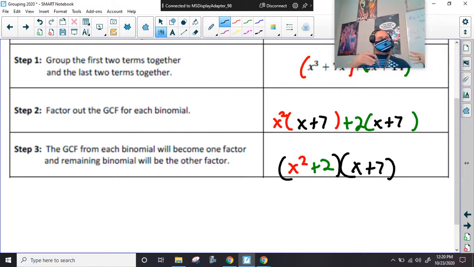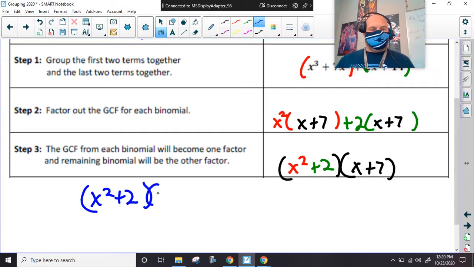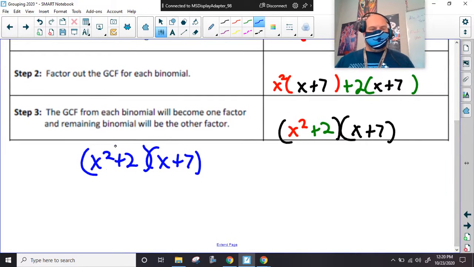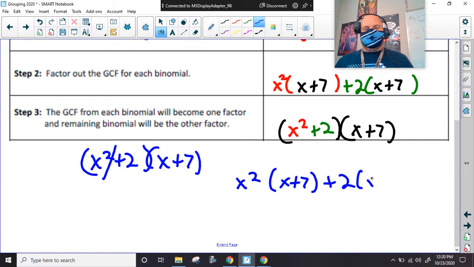So if you did double distributive property last week, or this week on the test, if you had this problem and you did double distributive property, you would have x squared times this plus 2, and you would distribute it. Factoring by grouping is actually double distributive property in reverse.